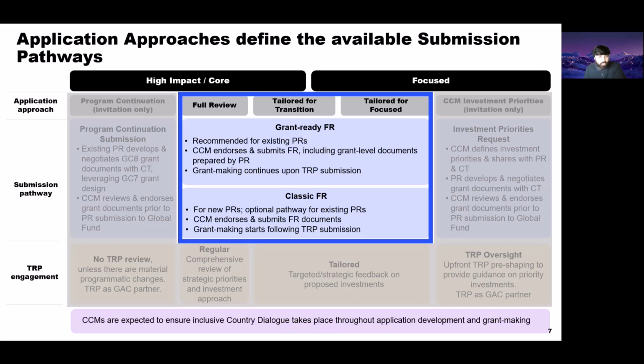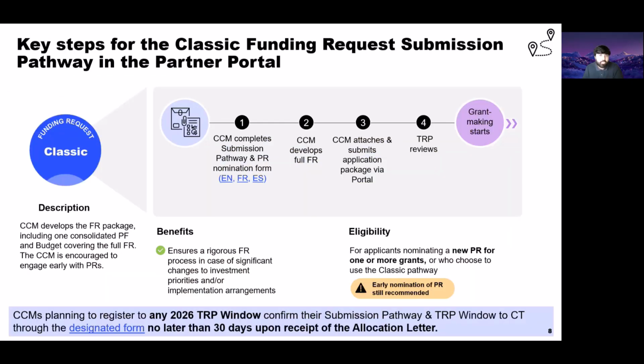The other submission pathways that we see in front of us that are grayed out are by invitation only, and more information will be provided to those applicants. So you need not worry about any of these other submission pathways that you can see here, such as program continuation or investment priorities request. All of the process descriptions for what these submission pathways will be covered now in the subsequent slides.